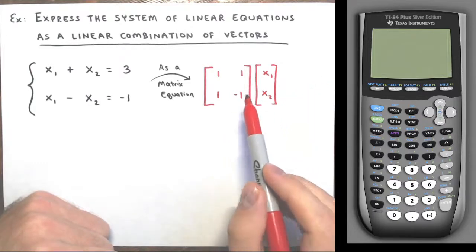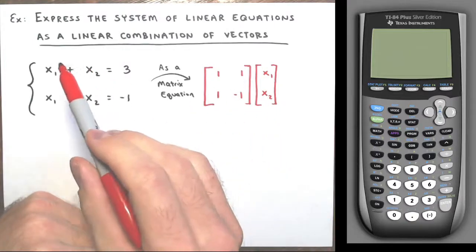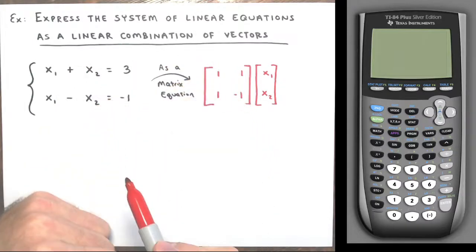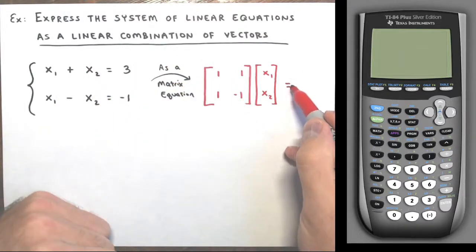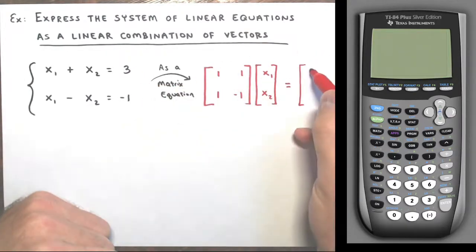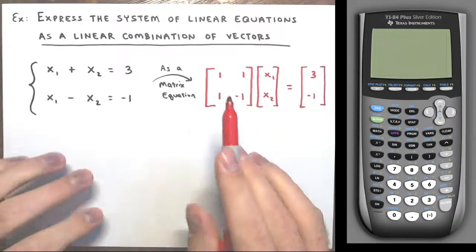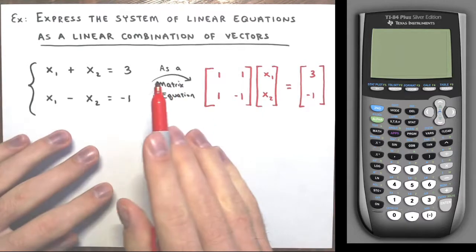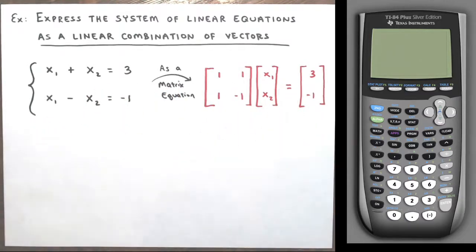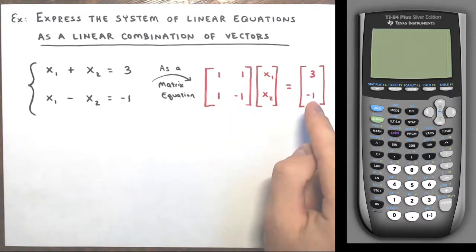If you were to take the product of these two matrices, this 2 by 2 times this 2 by 1, you would get the 2 by 1 matrix that is the left side. And then this is equal to the 2 by 1 column vector on the other side, with components 3 and negative 1. Most people are familiar with rewriting a system of equations this way as a matrix equation: coefficient matrix times variable matrix equals constant matrix.